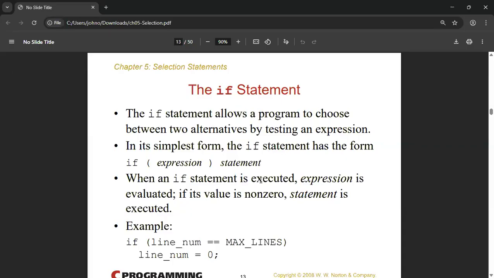Okay, so when an if statement is executed, expression is evaluated. If the value of the expression is non-zero, then we consider it to be true. And so we evaluate the body of the if. This is just the idea. We evaluate the body of the if.